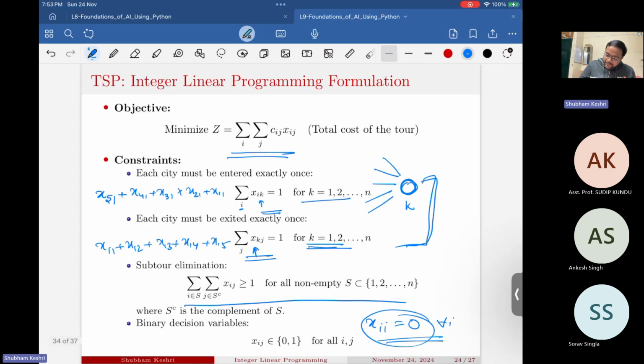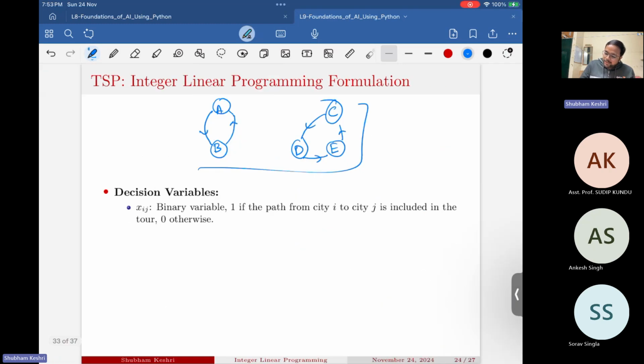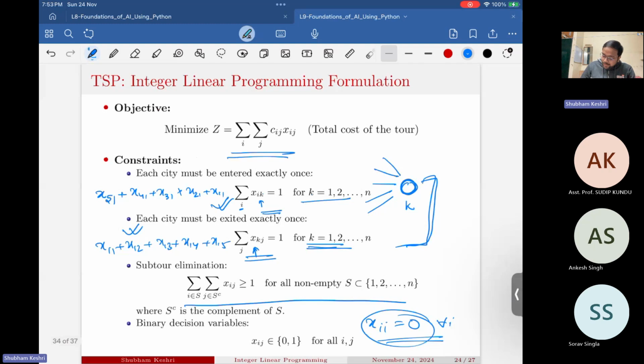Right? So it satisfies the flow balance constraint. It satisfies this constraint. It satisfies this constraint as well. But it is not a complete tour. So you have to have subtour elimination constraints. So for each subset, so over here what it is doing is for each subset.